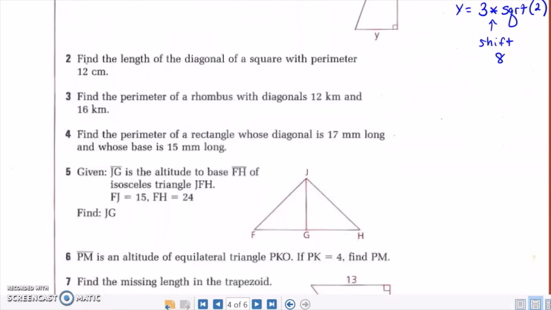We'll do a couple more examples here. To find the length of the diagonal of a square with the perimeter of 12. So I'm going to start by drawing this out. If the perimeter is 12, we need to remember that a square has 4 congruent sides. So that would mean a side is 12 divided by 4, or 3 centimeters.